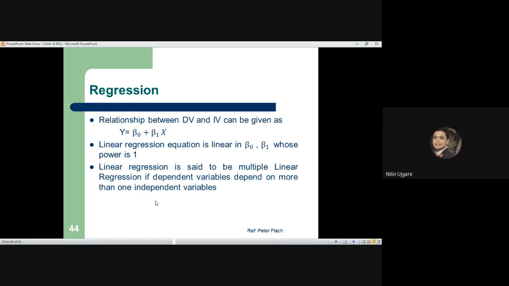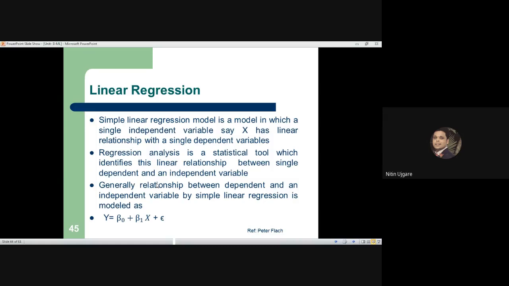So linear regression is said to be multilinear regression if, as I already mentioned, the dependent variable depends on more than one independent variable. So what is the ultimate use of a regression analysis? Regression analysis is a statistical tool which identifies the linear relationship between the dependent and independent variable. It is modeled as y is equal to beta 0 plus beta 1 into x plus epsilon.